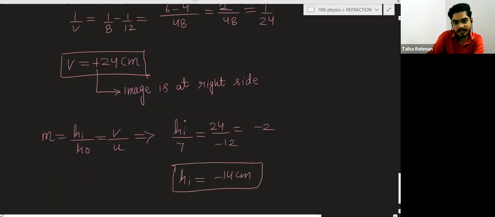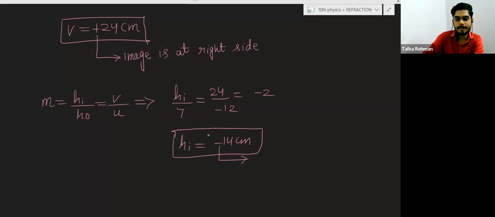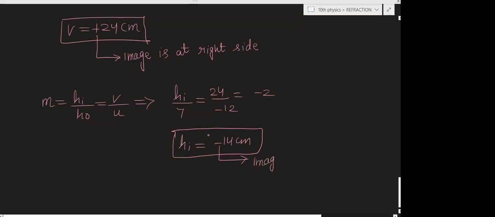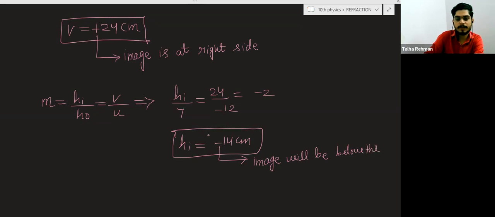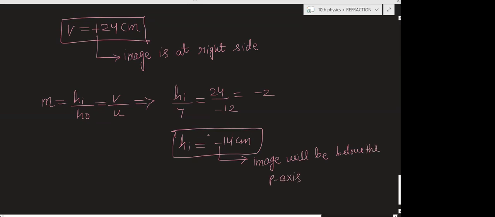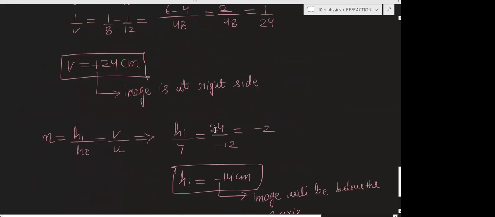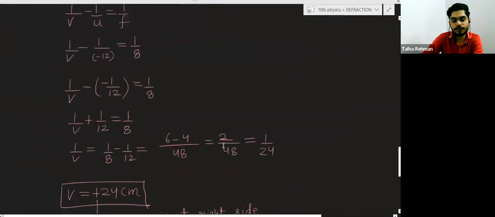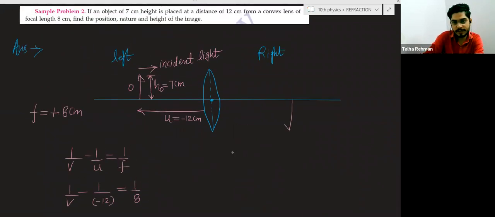Now this minus sign in the height of image signifies that the image will be below the principal axis. Okay? Image will be below the principal axis. So your image will be like this, and this image is at a distance of 24 centimeter.